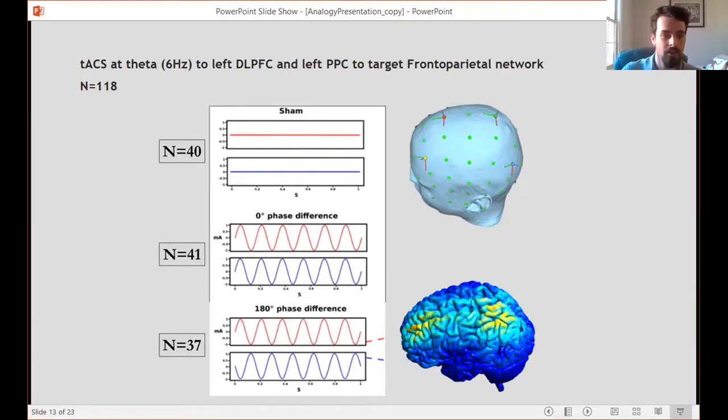So there's also another condition, which is the 180-degree phase difference. So now there's actually a phase offset. They're flipped with one another, and the purpose of this stimulation is to desynchronize cortical oscillations between these different brain regions, which should, in theory, disrupt communication and disrupt function. And that's what prior evidence has shown. Again, that earlier study I mentioned showed that the synchronized condition improved working memory, the desynchronized impaired working memory.